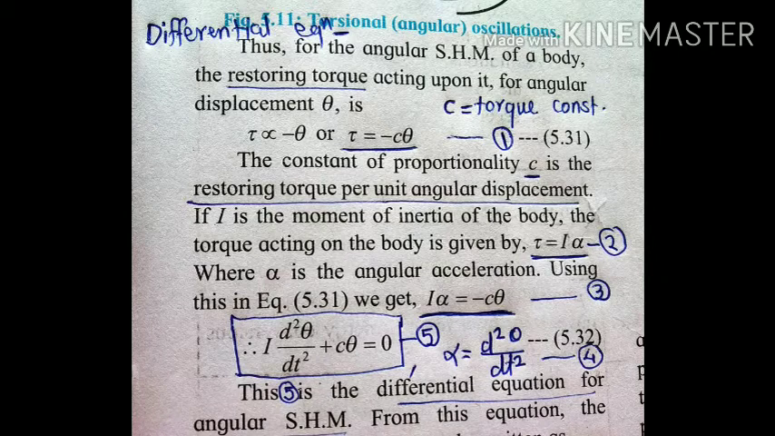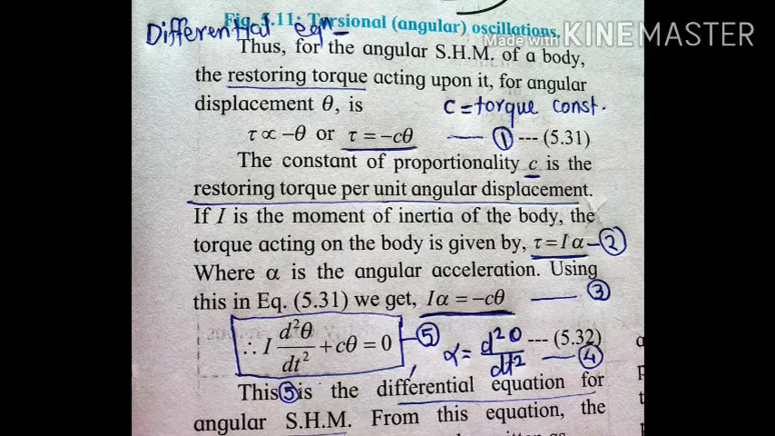Here, constant C is called the torque constant. This is also similar to the force constant K in linear motion, and in angular motion there is the torque constant denoted by letter C.